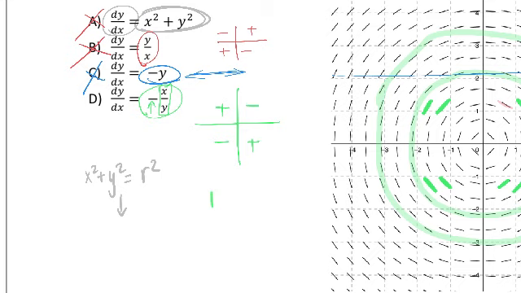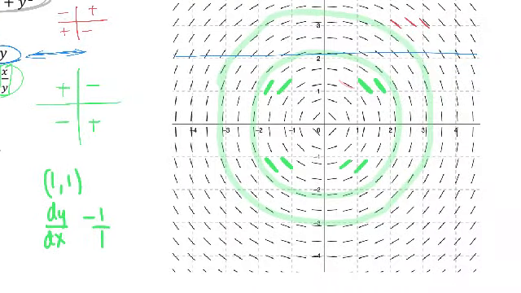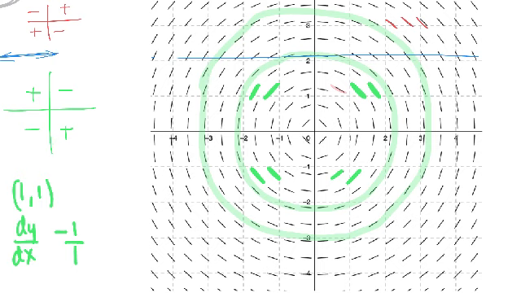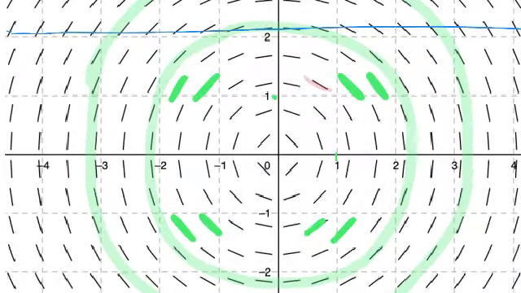So just pick a point like (1, 1). Then dy/dx would have to be negative 1 over 1. So let me check. If I go to (1, 1), so here's 1 and here's 1. Now, there isn't a slope line drawn exactly there, but if you were to think about your solution curve passing through there, you can see it does have a slope of about -1, okay?